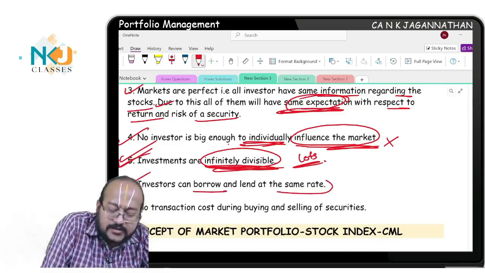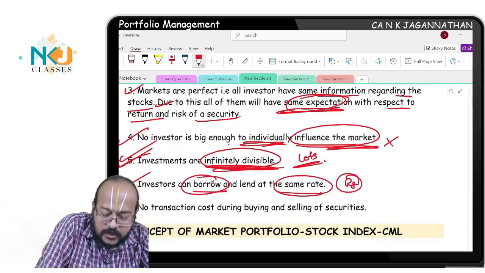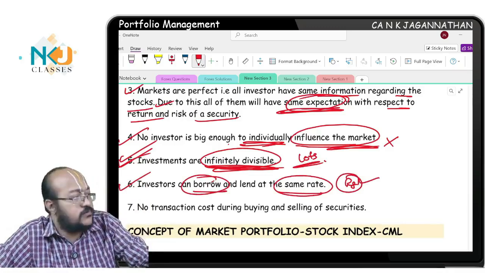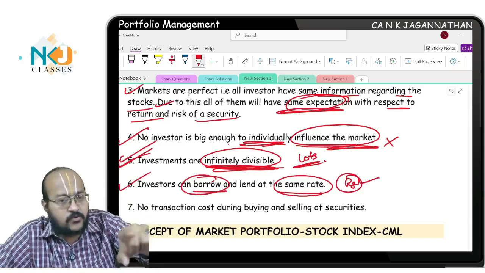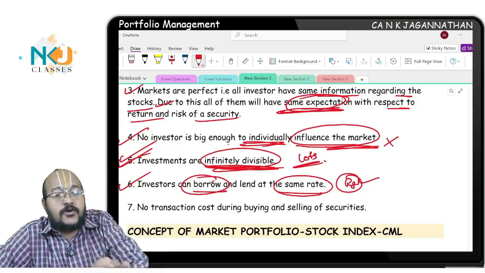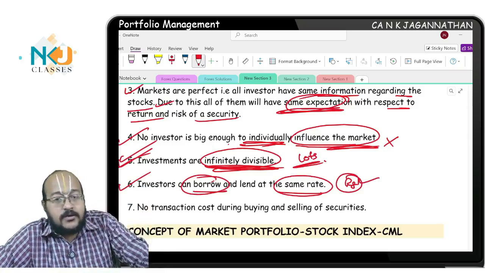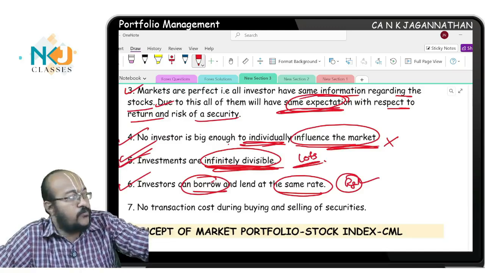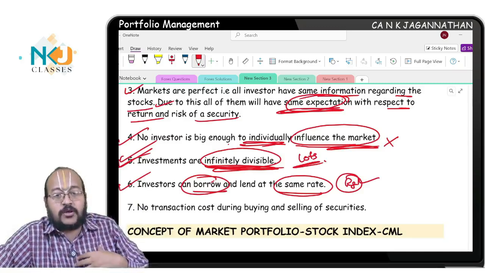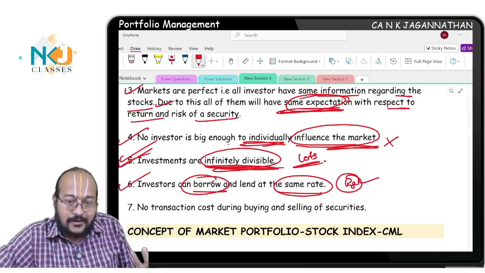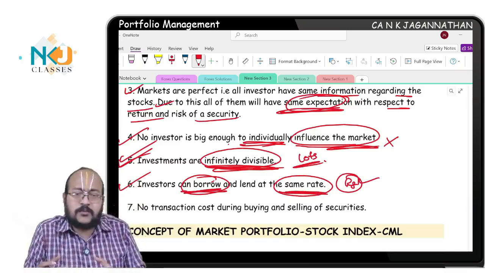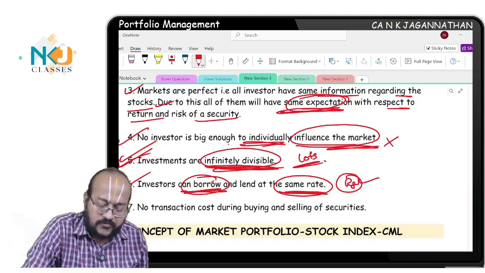Investors can borrow and lend at the same rate, generally at RF. In the previous question, while solving the capital allocation line, I gave you one question where RF, the lending and borrowing rate, was assumed to be 12%. Never in the world will lending and borrowing rates be the same. The lending rate will always be lower than the borrowing rate. Are you all understanding? So this is also an assumption. You can assume you can borrow as well as invest at the same risk-free rate of return.